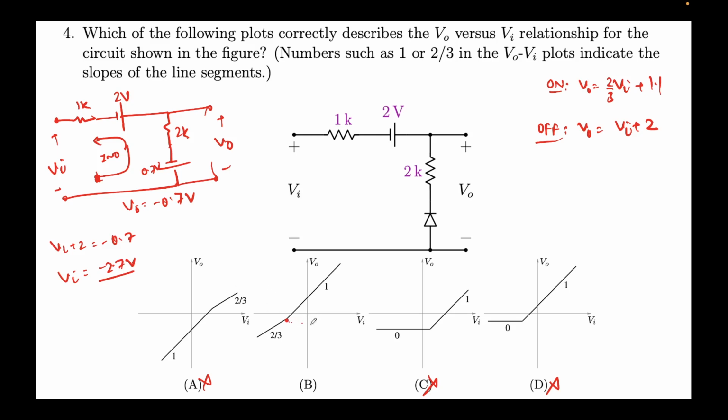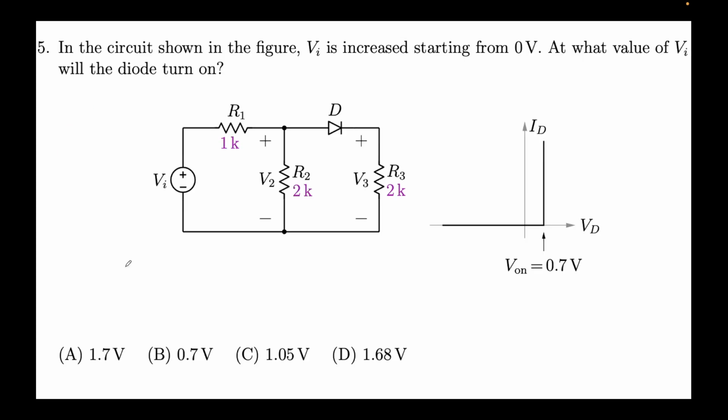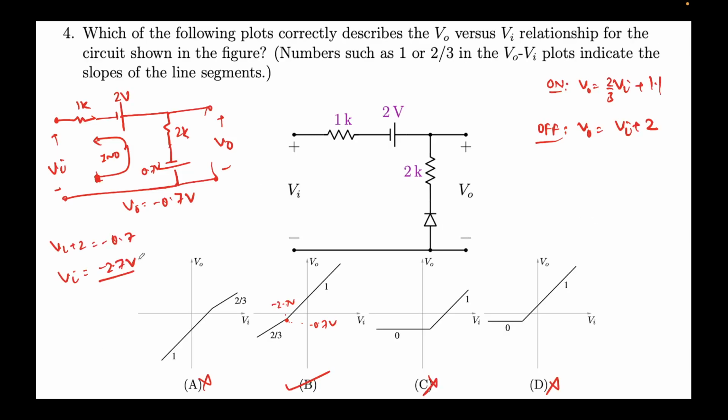This is the x-axis, so this is minus 0.7, and this is the y-axis, this is the x-intercept, this will be minus 2.7 volts. So you can see option B is the correct one, and at this point the diode is turning from on to off. In this case it's on for much negative voltages of vi, and off for positive voltages of vi. The switching voltage is minus 2.7 volts, right?